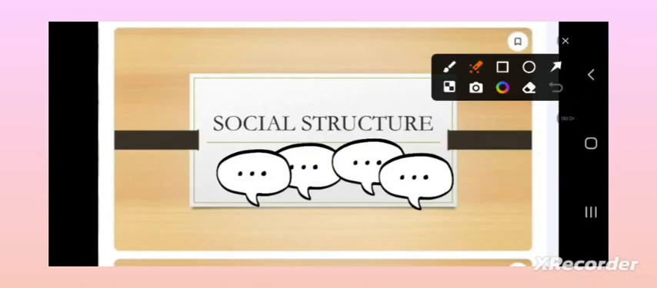BSc Nursing, Semester 1, Applied Sociology, Unit 2, Social Structure.